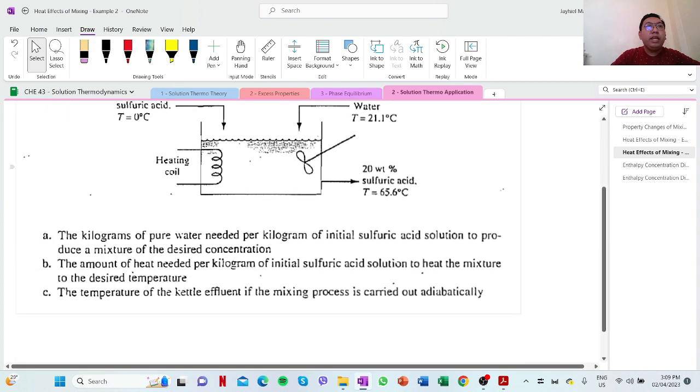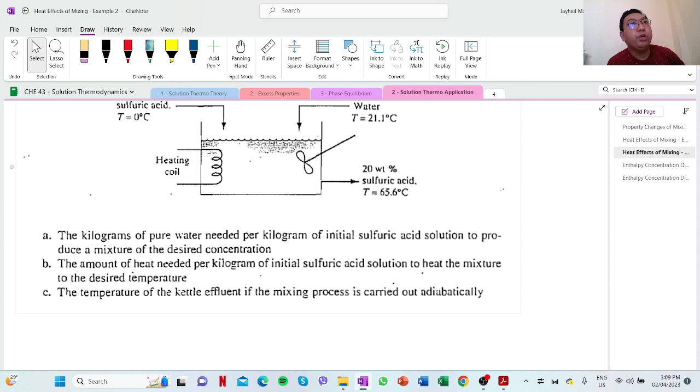Estimate letter A, the kilograms of pure water needed per kilogram of initial sulfuric acid solution to produce a mixture of the desired concentration. For letter B, we need to solve for the amount of heat needed per kilogram of initial sulfuric acid solution to heat the mixture to the desired temperature. And letter C, the temperature of the kettle effluent if the mixing process is carried out adiabatically. For letter B, this will be an isothermal process.